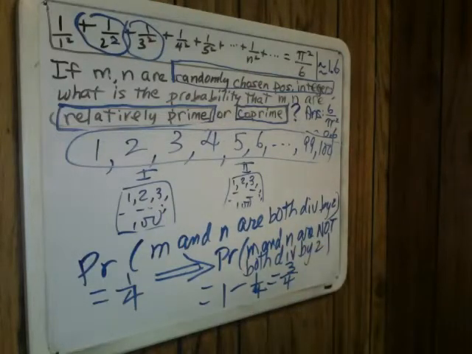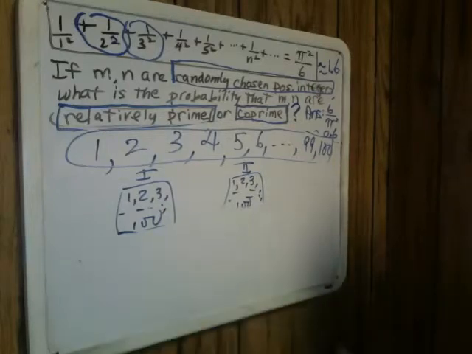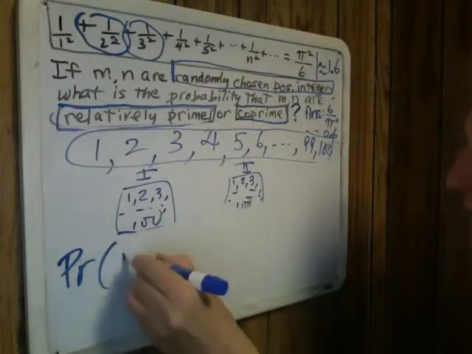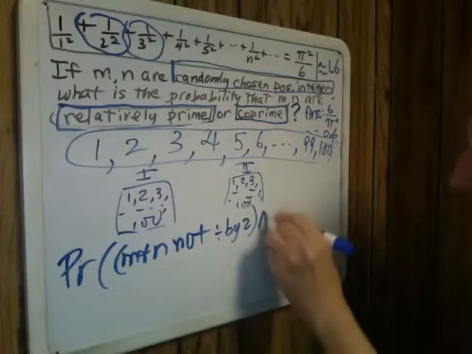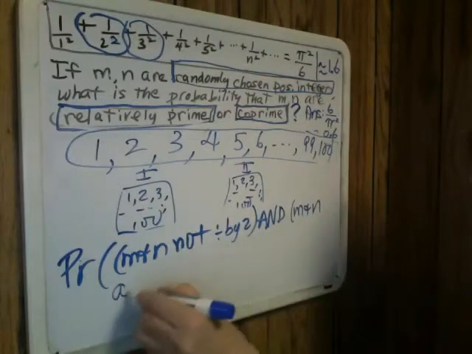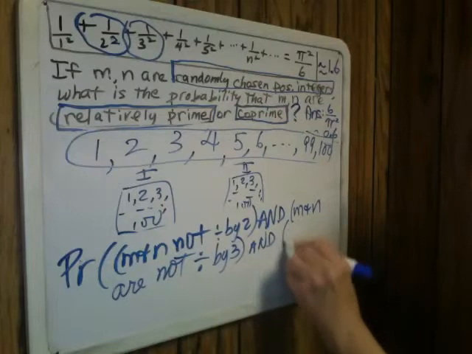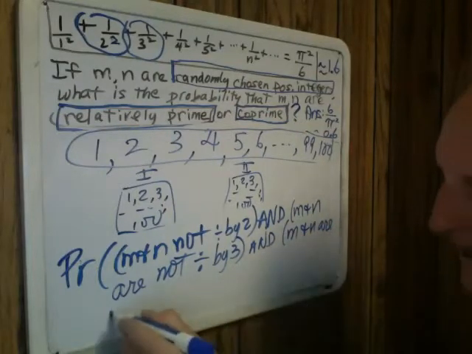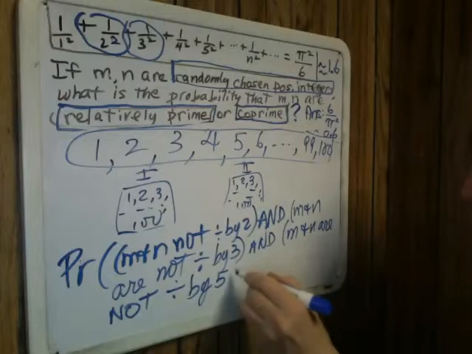Saying that m and n are not both divisible by 2 doesn't mean that m and n are relatively prime. It simply means they're not divisible by the same prime 2. So what we really need to get to is that m and n are not both divisible by 2, and m and n are not both divisible by 3, and m and n are not both divisible by the next prime 5, etc.